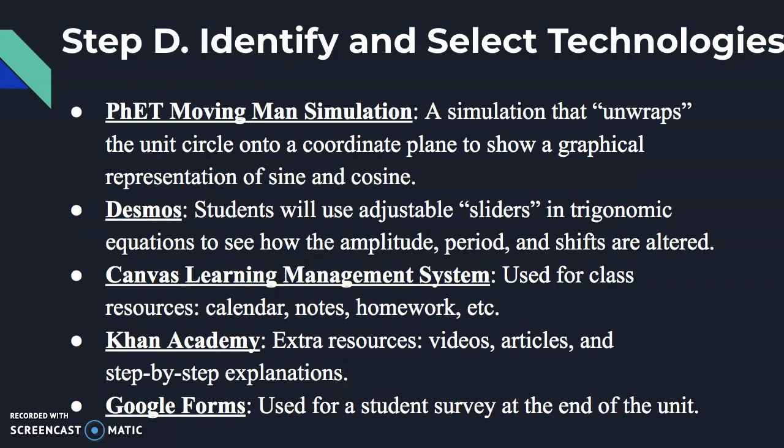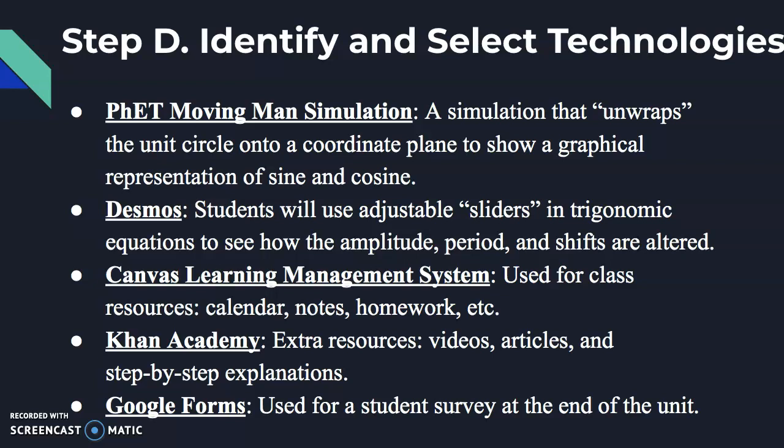For step D, identify and select technologies. We have a lot of technologies that we are going to use throughout this unit. We have the PhET Moving Man simulation. This is our simulation where it unwraps the unit circle so that students can see the connection between their prior knowledge of the unit circle and the graphical representation.